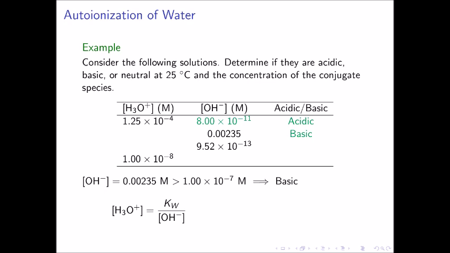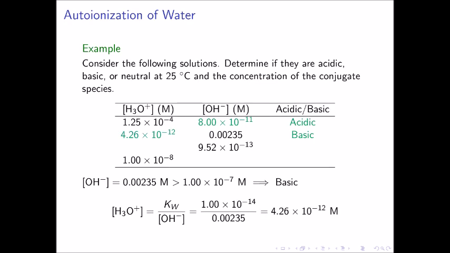This time, the hydronium ion concentration is equal to Kw divided by the hydroxide ion concentration. We can substitute our values in, 1.00 times 10 to the negative 14 for Kw, and 0.00235 for our hydroxide ion concentration. The resulting hydronium ion concentration is 4.26 times 10 to the negative 12 molar.